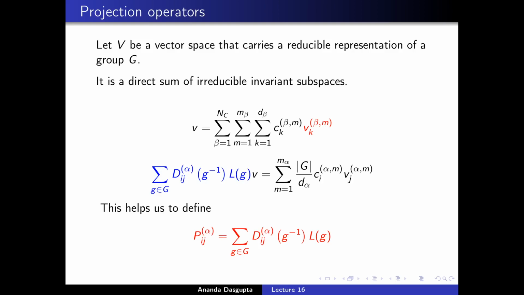The character for a particular group element, remember, is just the trace of the representative matrix. Characters are enough for many calculations. However, for this kind of calculation where you want to build up a projection operator, you actually have to go beyond the character and you have to use the actual matrix elements.